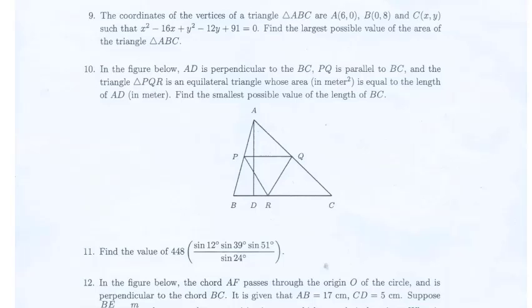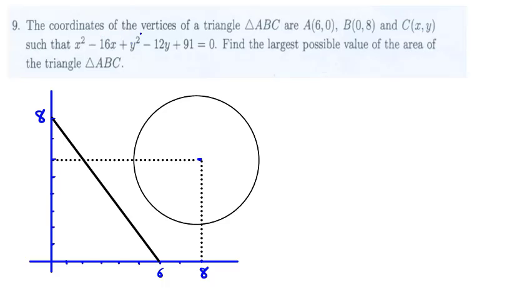SMO 2019 senior section first round problem number 9. The coordinates of the vertices, let me show this. The coordinates of the vertices of triangle ABC: A is 6, 0. Let me show with green. It is A. B is 0, 8. It is B, and C is x, y, such that we have this.